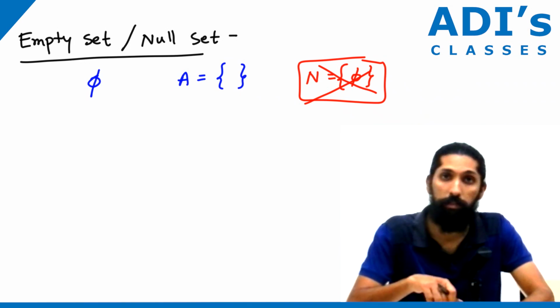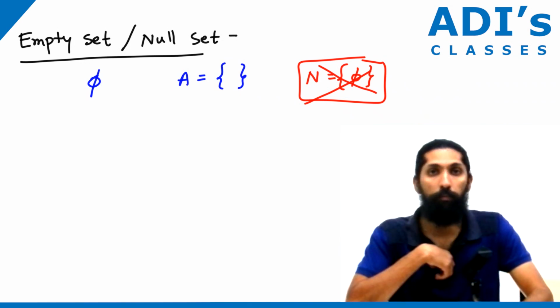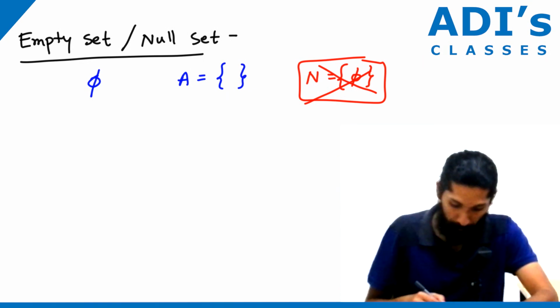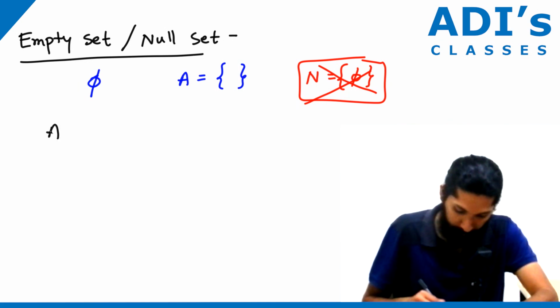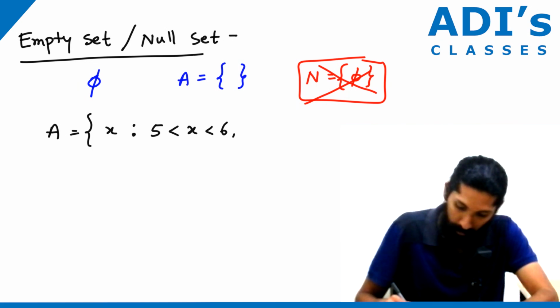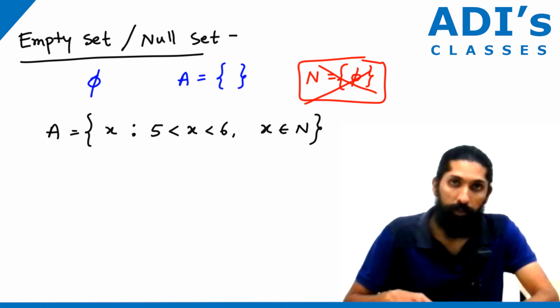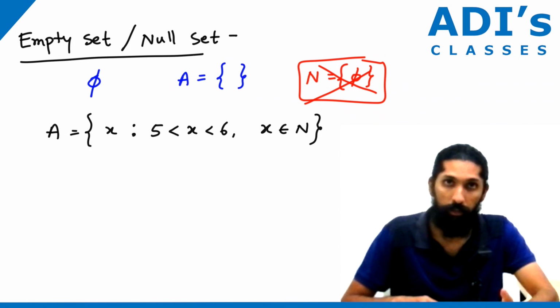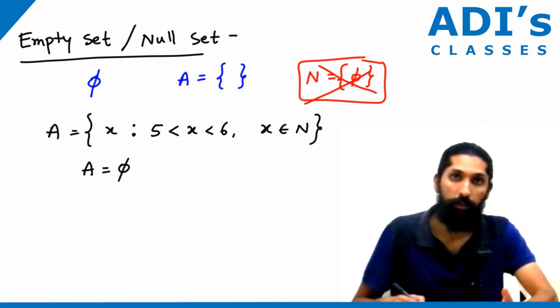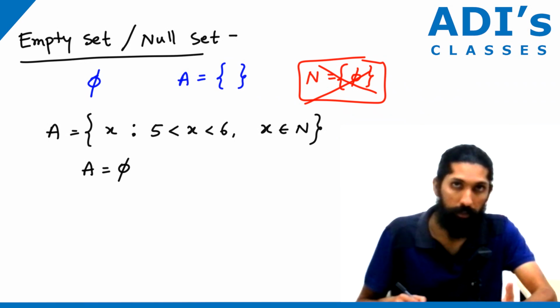Let's see simple examples for a null set. One example, let me write it in set builder form, the rule form. Let's say A is equal to the set of X such that 5 is less than X less than 6, and X belongs to the set of natural numbers. Between 5 and 6, do you have any natural number? No, right? That means here A is a null set. A is equal to phi, or you can also write A in the bracket form.